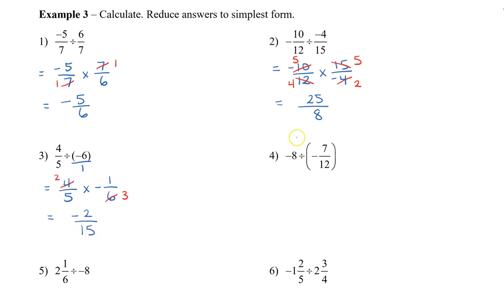All right, so same thing. Let's place the negative 8 over 1. Now remember, we're only taking the reciprocal of the second fraction. So we still have negative 8 over 1. But we're going to times this now by negative 12 over 7. So when we multiply, we're going to get negative 8 times negative 12, which is 96. And 1 times 7 is 7. And I want to leave this one in improper fraction.